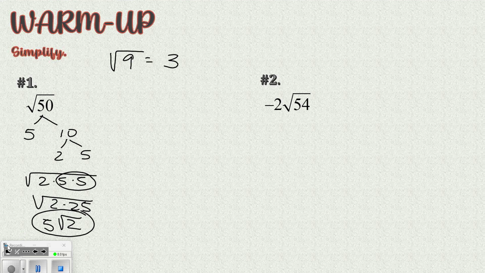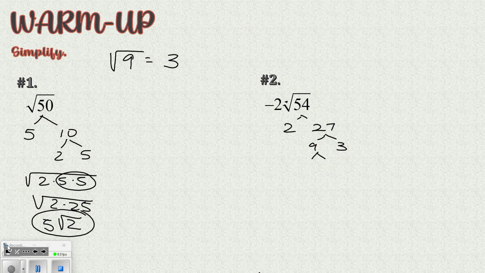Now, what if, like in number 2, you have negative 2 times the square root of 54? So you already have something out front multiplied by the square root. It still works the same way. We're still going to simplify the square root of 54, but then we're going to multiply our answer at the end by negative 2. So let me start by factoring 54. I'm just going to divide by 2. 54 is 2 times 27. And then 2 can't be factored anymore, but I'll make 27 into 9 times 3.